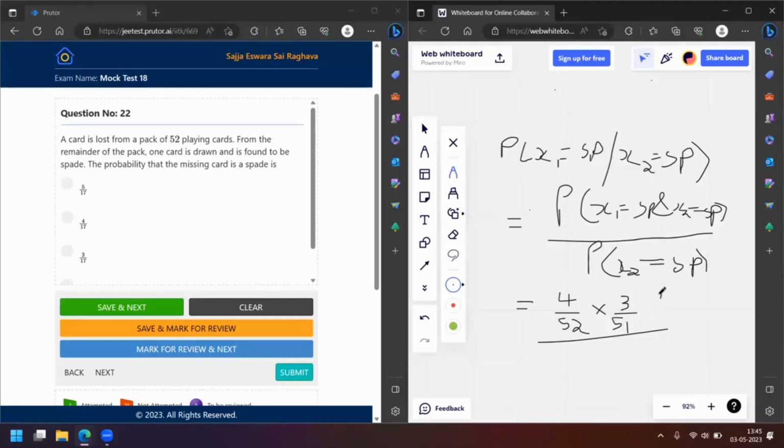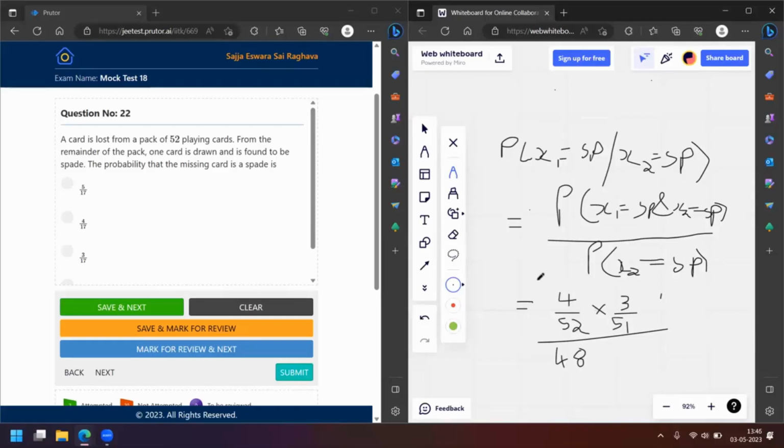There can be two cases for the first card: the first card is not a spade, and the first card is a spade. We have to consider both cases. So first consider the first card is not a spade. For the probability that the first card is not a spade, here we shouldn't take 4.